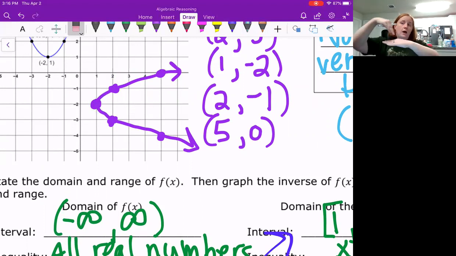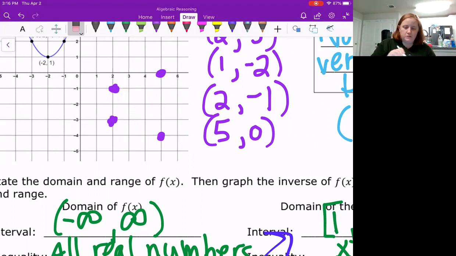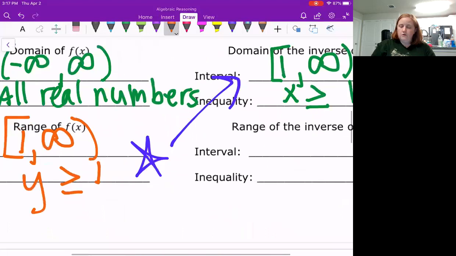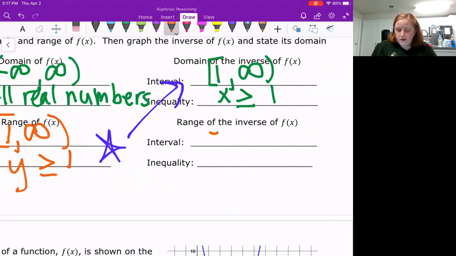The original U had a lowest place. This time, starting from that same vertex, it's going to continue to go down and it's going to continue to go up. So from that -2 on the y, I use everything under that, which means negative infinity. I use everything going up, which is positive infinity. So my interval notation, negative infinity to positive infinity, and all real numbers.